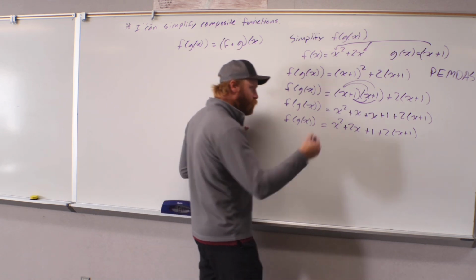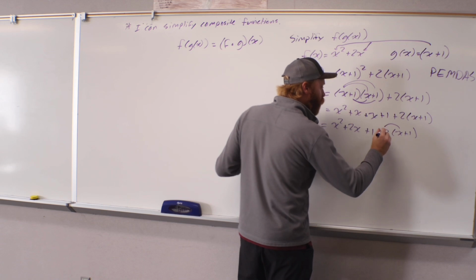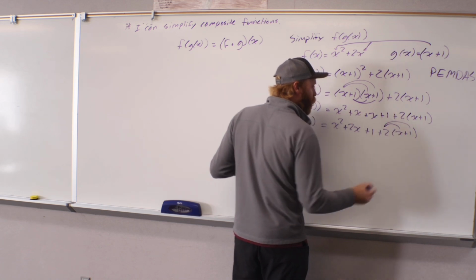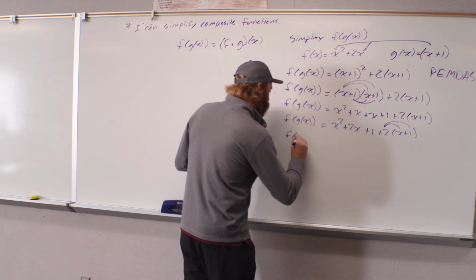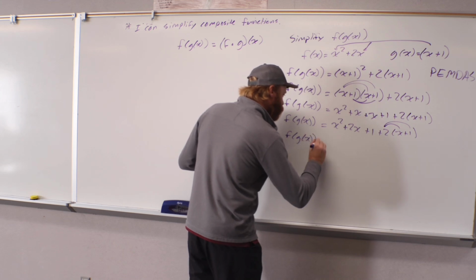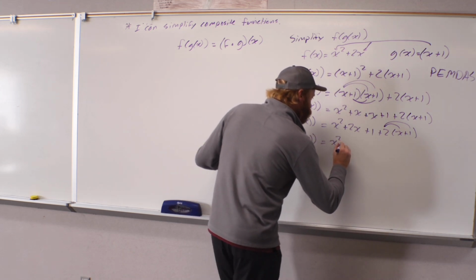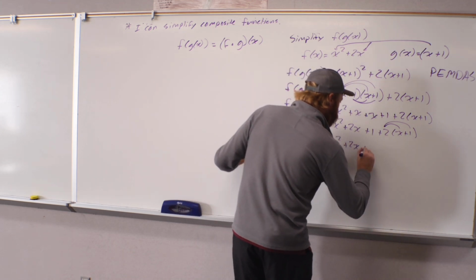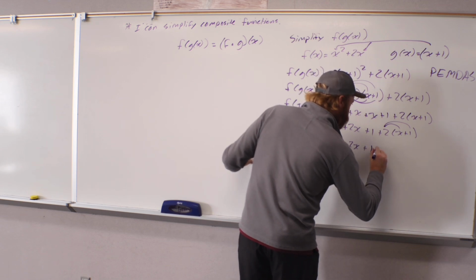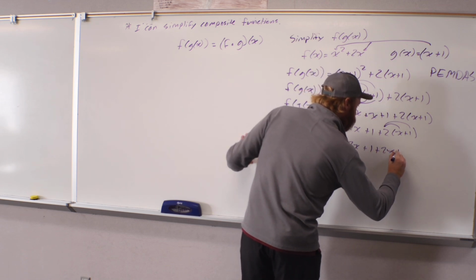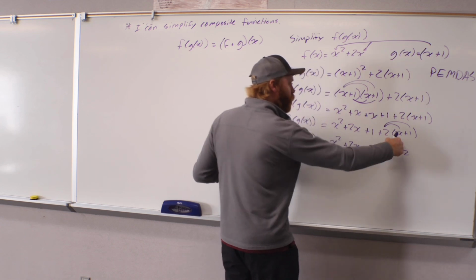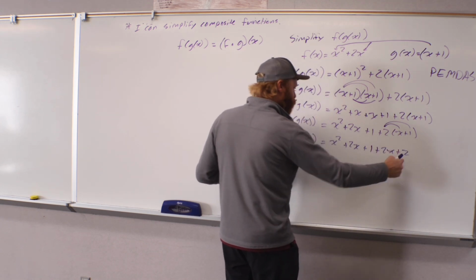All right, here we go again. So now we're going to multiply or distribute that 2, so 2 times our x and 2 times our 1. So we're going to have f of g of x equals x squared plus 2x plus 1 plus 2x plus 2. 2 times x is our 2x, 2 times 1 is our 2.